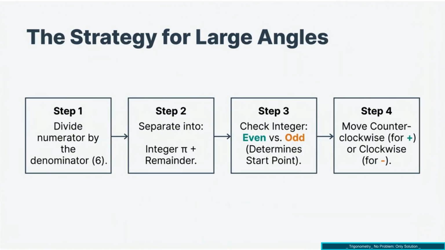To handle large angles, we follow a four-step strategy. First, divide the numerator by the denominator, 6. Second, separate it into an integer multiple of pi plus the remainder. Third, check if the integer is even or odd to determine the start point. Fourth, move counterclockwise for positive or clockwise for negative.